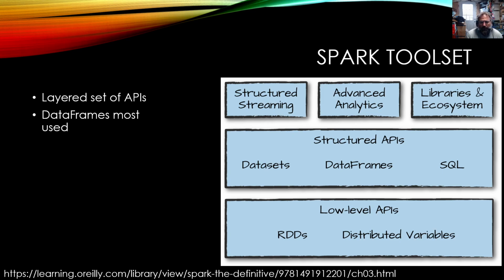You have low-level APIs. Generally speaking, you stay away from those. That's where RDDs live, and distributed variables. There may be situations where you have to go down to that level, but you should do so only if you can't solve the problem some other way.